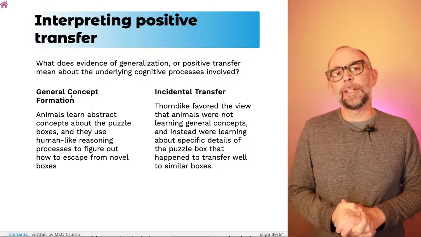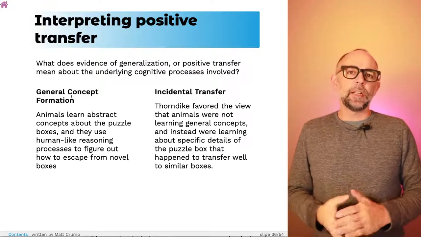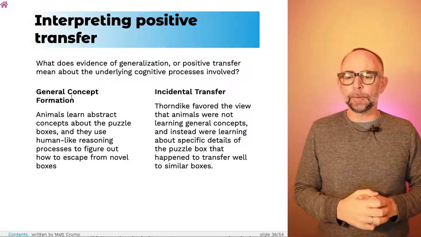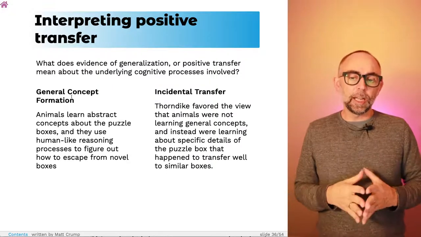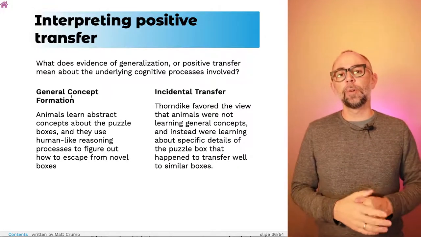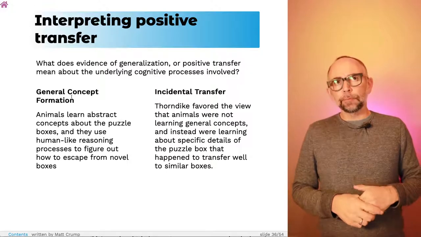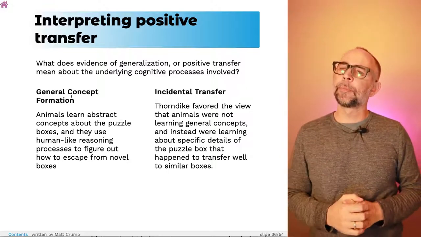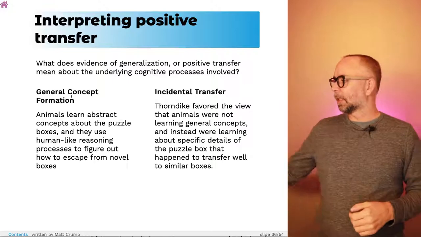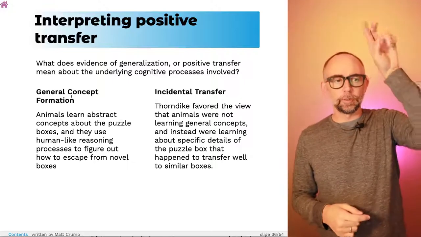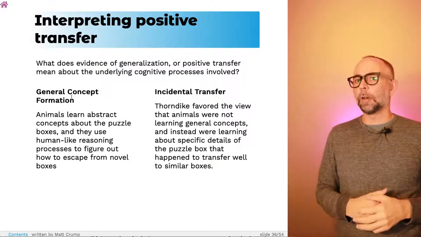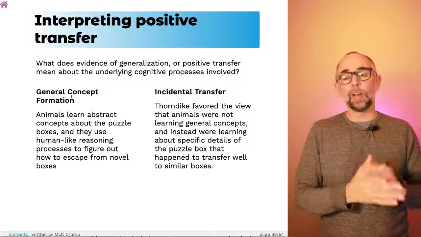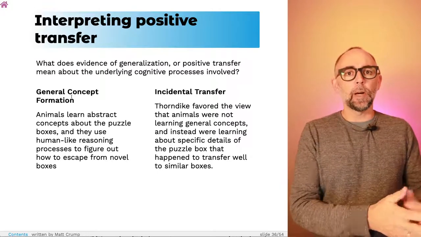Thorndike talked about the concept of incidental transfer. This is the idea that animals weren't learning very general abstract concepts about getting out of the puzzle box, but they were learning about specific details that happened to transfer well to other similar boxes. So maybe animals who learned how to pull a little loop to open a trap door would transfer well to boxes that had, I don't know, like a little lever that also required a similar action. But if the box required a very different type of solution to get out, the transfer might not work very well because the skills required are too far apart.